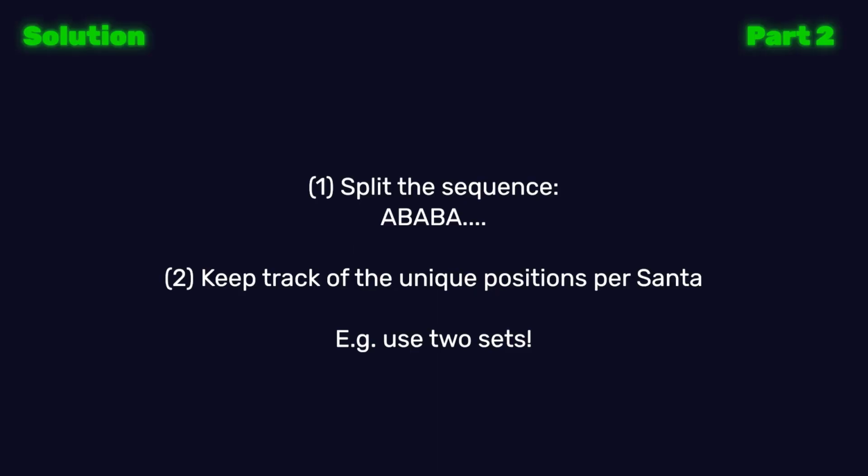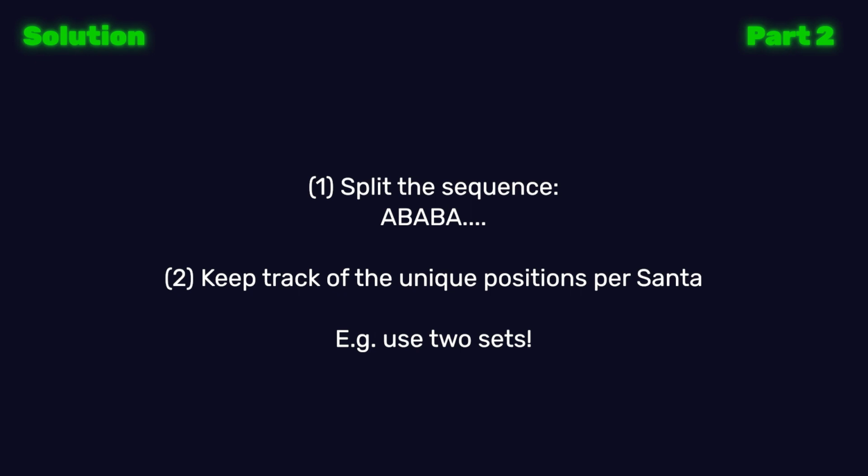The solution for this part is essentially the same as for part 1, but we have to execute it in 2 steps. The first step can be to split the sequence of instructions into 2 separate sequences, one for Santa and one for Robo-Santa. Then you can apply the same algorithm which you already had for part 1.